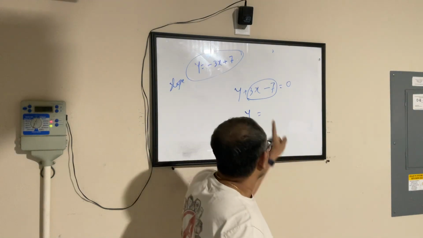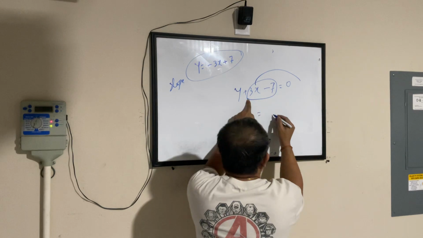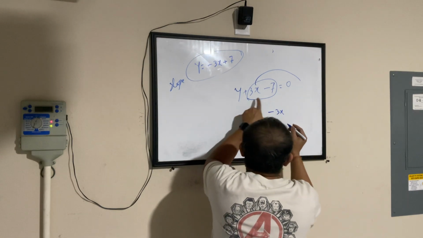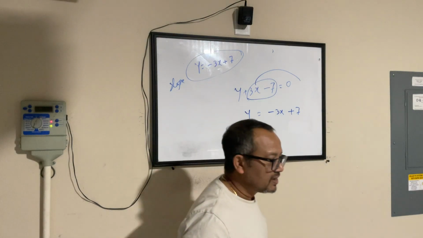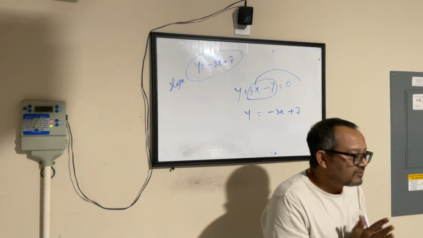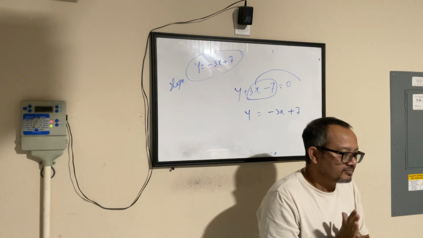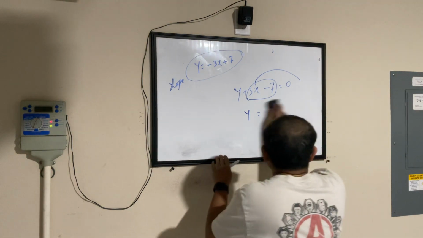Okay? Now, this plus 3x becomes minus 3x, and minus 7 becomes plus 7. That's it. Okay. So now, question to everybody: did you guys understand what did I do? Yeah. So, a summary of this.